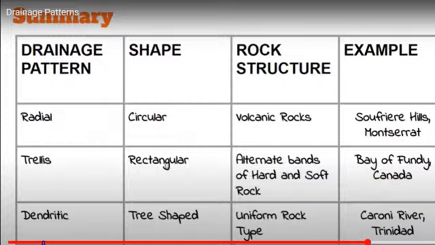Trellis pattern looks rectangular, as the streams form at right angles. The rock structure usually has alternate bands of hard and soft rock. One example is the Bay of Fundy in Canada. The final one is the dendritic drainage pattern, which has a tree shape. It has uniform rock structure, and one example is the Caroni River in Trinidad.